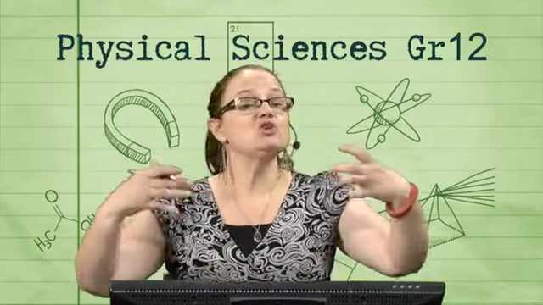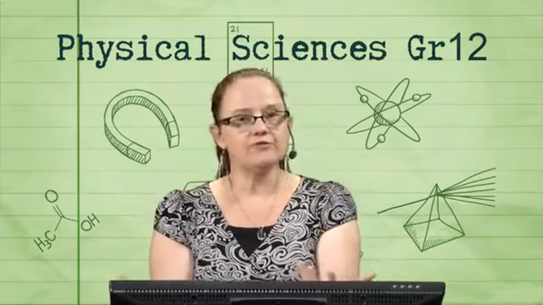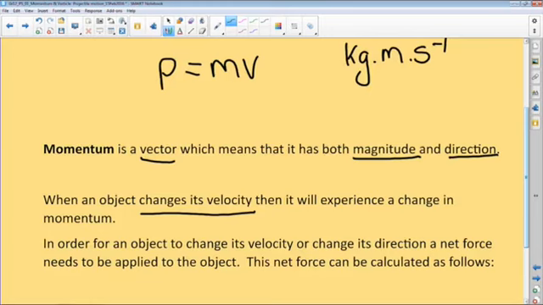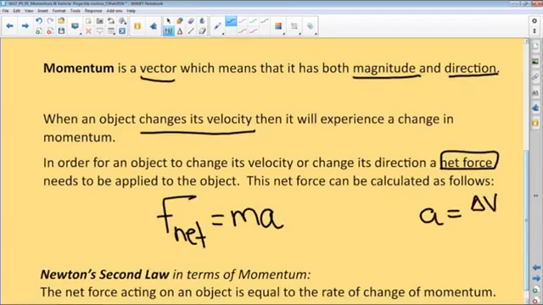But how does it change velocity? Well, this is where we get to Newton's second law. In order for the velocity to change, there must be acceleration. And for an object to experience acceleration, it must experience a net force. So there must be a force on it. And remember that net force from grade 11 is ma. Now a is actually the change in velocity over the change in time.